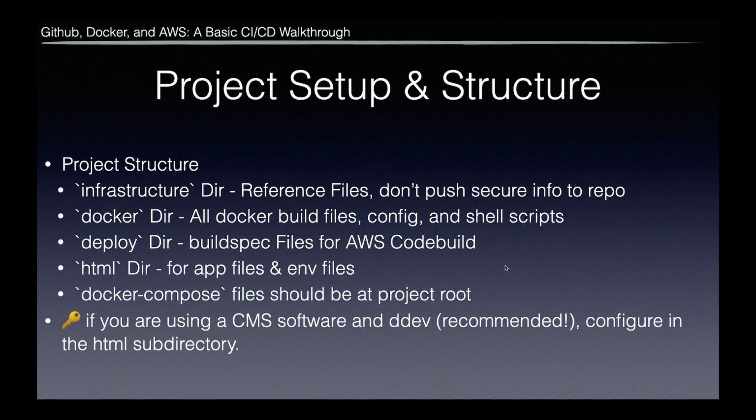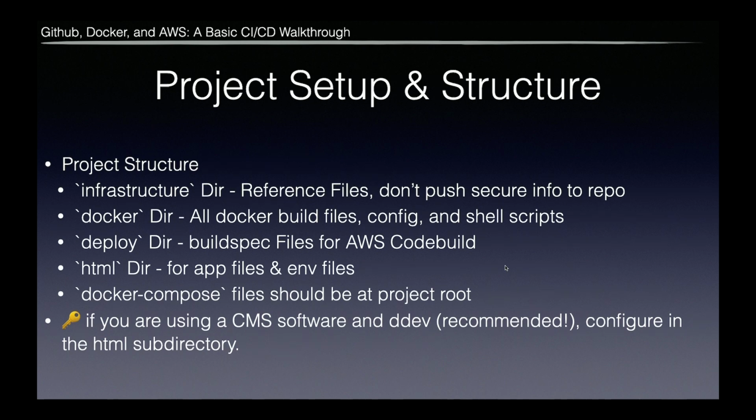And then if it's a web app, have an HTML directory. Everything for your web app should be in there. The Docker Compose files being at the root makes it easier for you to keep generic code when it comes to the pipeline that we're going to create, and you'll see why later.